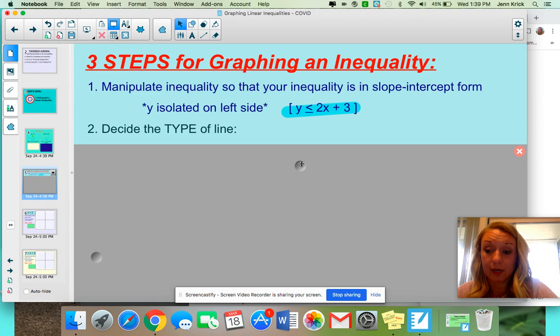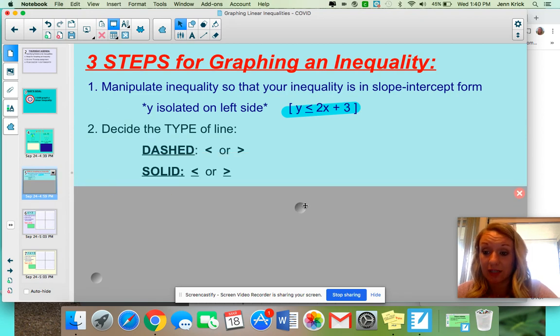Next, you are going to decide the type of line to use. There are 2 types of lines. The first is dashed, like a little dashed line. The next one is solid. If you have a less than or a greater than sign, you will use a dashed line. And the reason being, when you draw that dashed line, it shows that all of the coordinate pairs on the line are not solutions, they're not included, okay?